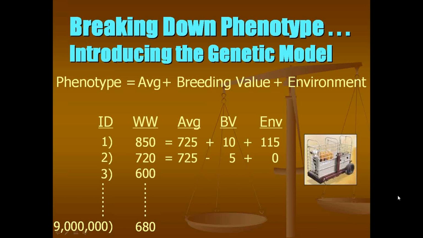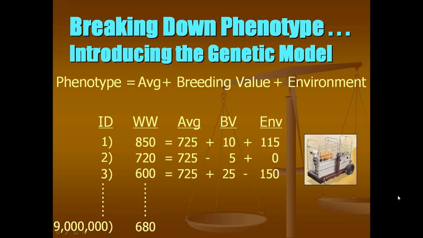Then we move down to animal 2, a 720-pound phenotype. That comes from an average of 725. And one thing you'll notice is that every animal will have the same average. That's because it's a population parameter. It's a constant. It is the average of all 9 million animals in this case. So the average is going to stay the same for every animal that this equation is applied to in this population. As you can see, this animal has a breeding value of -5 and an environmental effect of 0, and that sums up to 720.